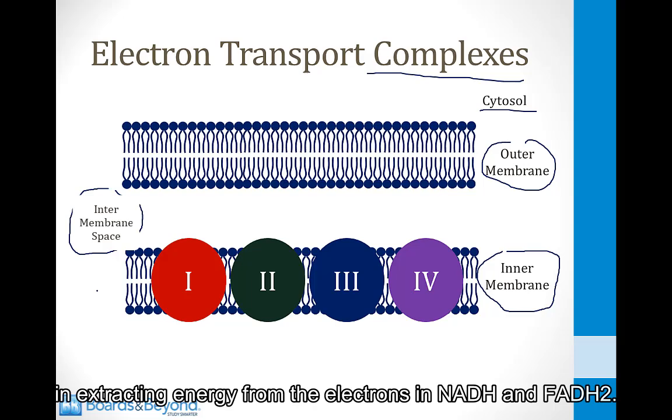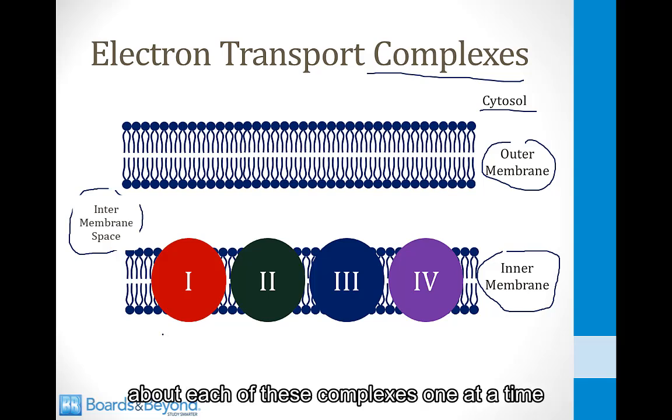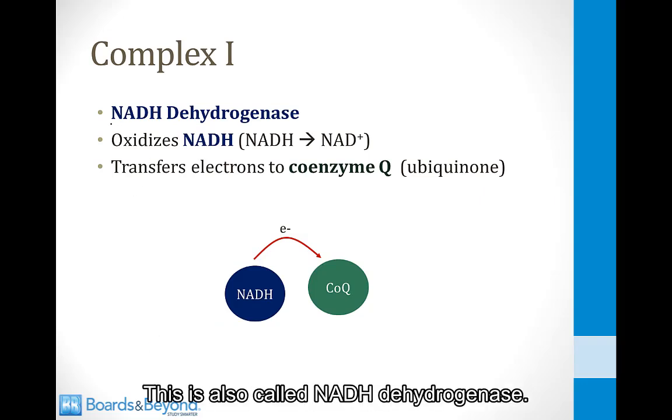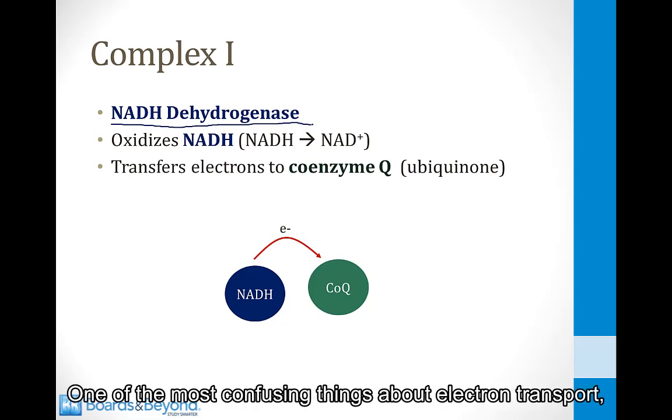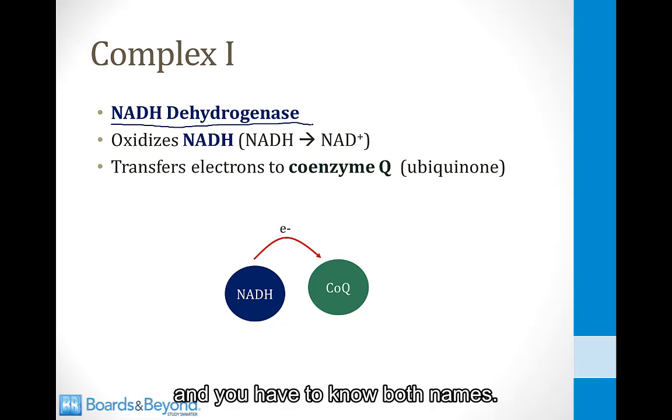and they each play an important role in extracting energy from the electrons in NADH and FADH2. And what I'm going to do in the next few slides is talk about each of these complexes one at a time and what they do in electron transport. So let's start with complex 1. This is also called NADH dehydrogenase. One of the most confusing things about electron transport is that all the elements have more than one name, and you have to know both names.